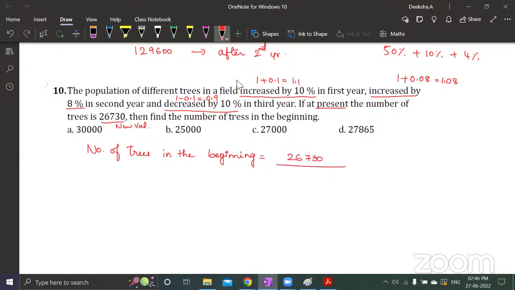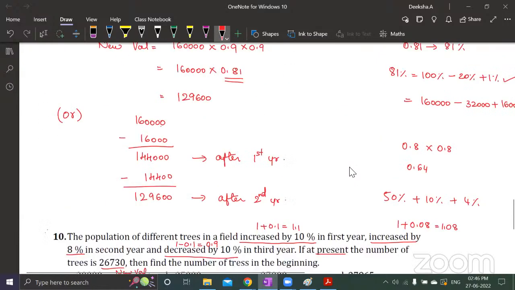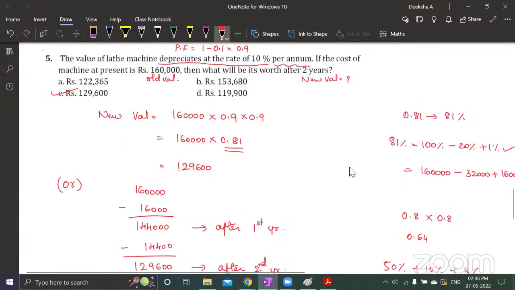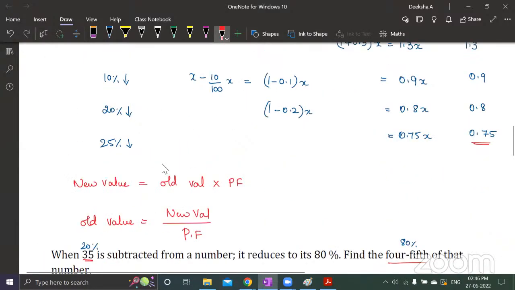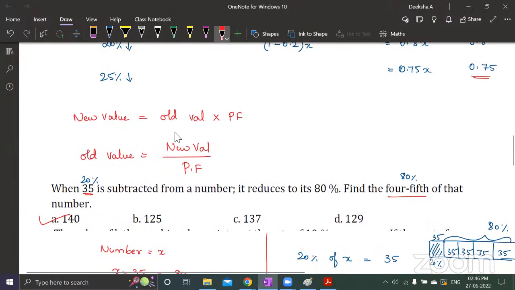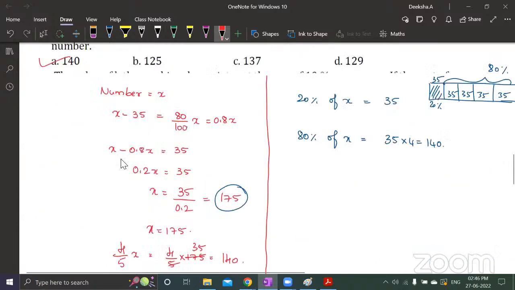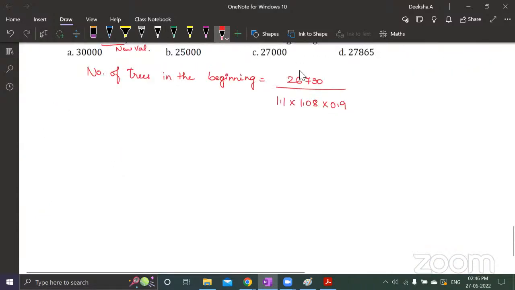divided by the percentage factors 1.1, 1.08 and 0.9. So that is what we have discussed earlier. When the new value is given, divide by the percentage factor to get the old value. The new value is the present number of trees. We divide by all 3 percentage factors because there are 3 changes applied, to get the old value. Now how to divide this without calculators? We'll see how to divide this, just write down now.